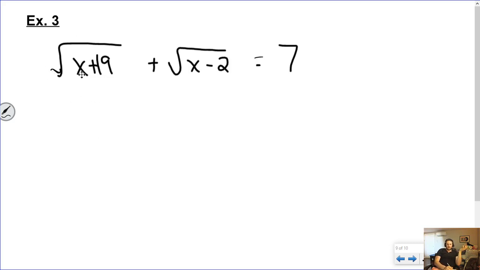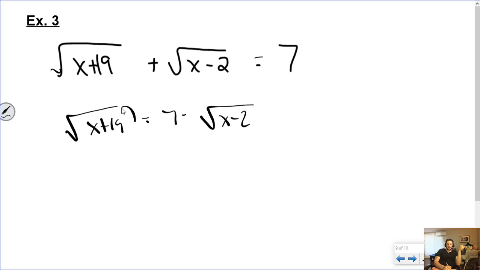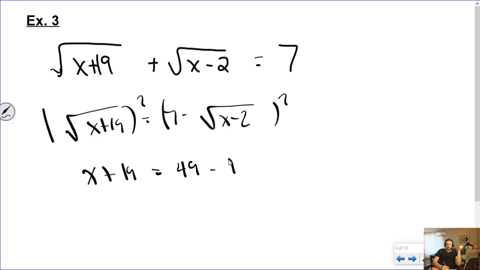So let's get the square root of x plus 19 by itself. So the square root of x plus 19 is going to be equal to 7 minus the square root of x minus 2. And now that it's by itself, we're going to square both sides. So we square the left-hand side, we square the right-hand side, and we get x plus 19 is equal to a squared, so 49, minus 2ab. So 2 times 7 is 14, and b is root x minus 2. And then b squared is x minus 2.